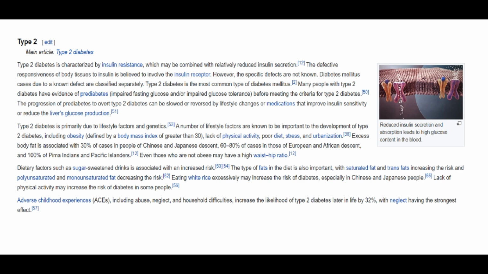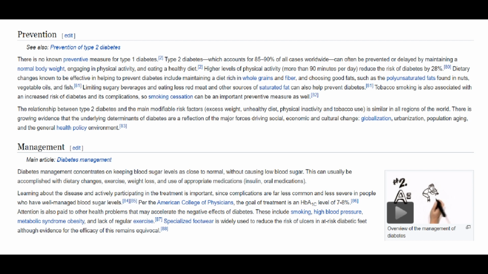Adverse childhood experiences, ACEs, including abuse, neglect, and household difficulties, increase the likelihood of type 2 diabetes later in life by 32%, with neglect having the strongest effect. Prevention. There is no known preventive measure for type 1 diabetes.